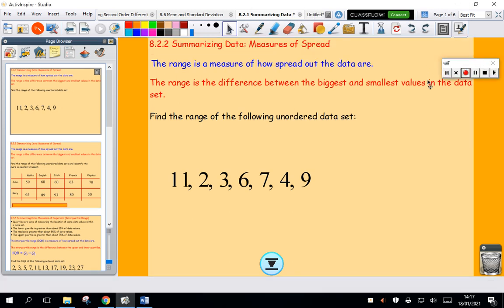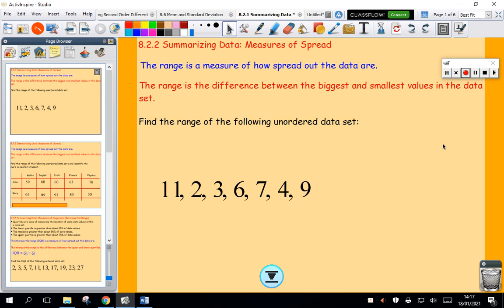Okay, in this class I'm going to look at a couple of different ways to talk about how data is spread out or how it's dispersed. So I'm talking about measures of spread or measures of dispersion. And the first measure of dispersion we're going to talk about is called the range.